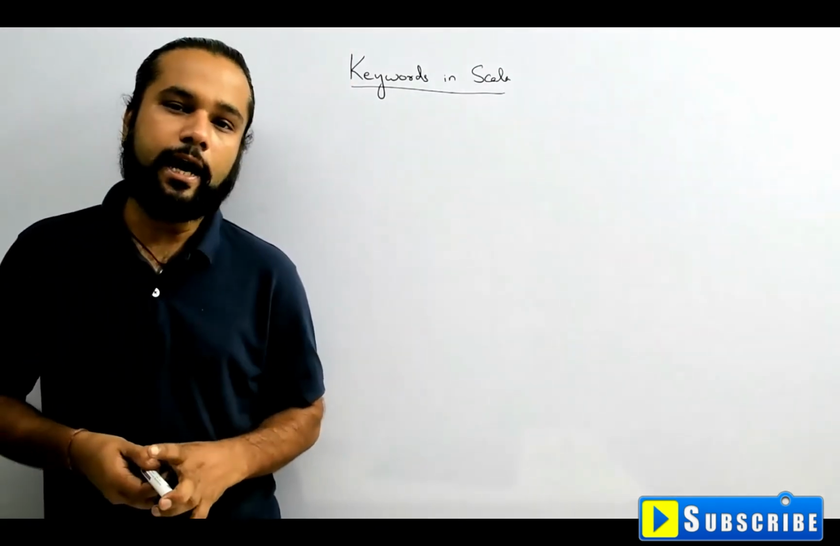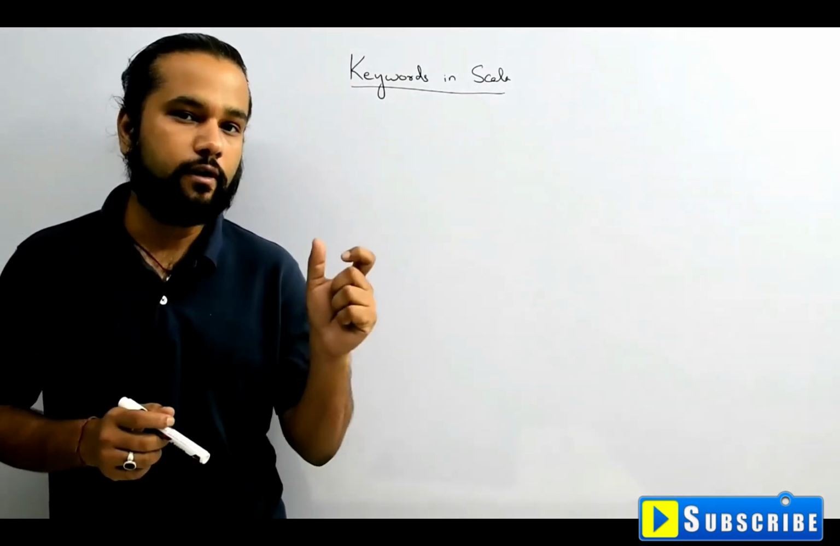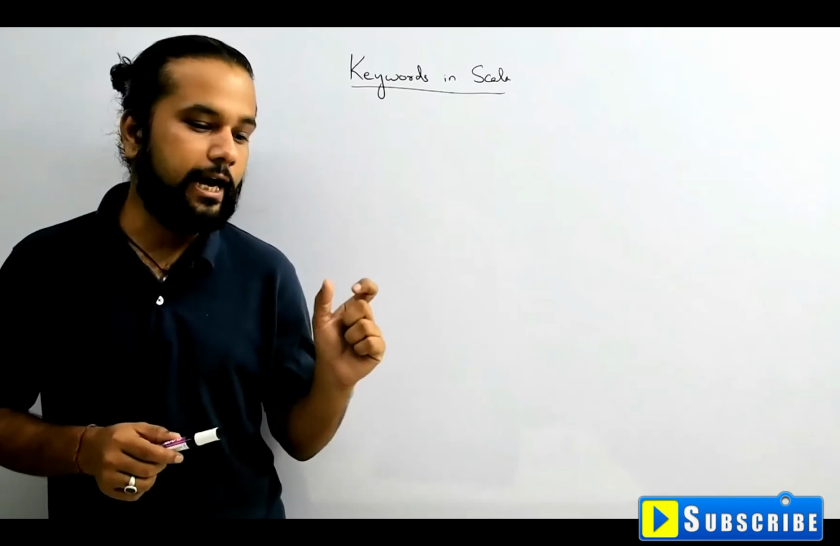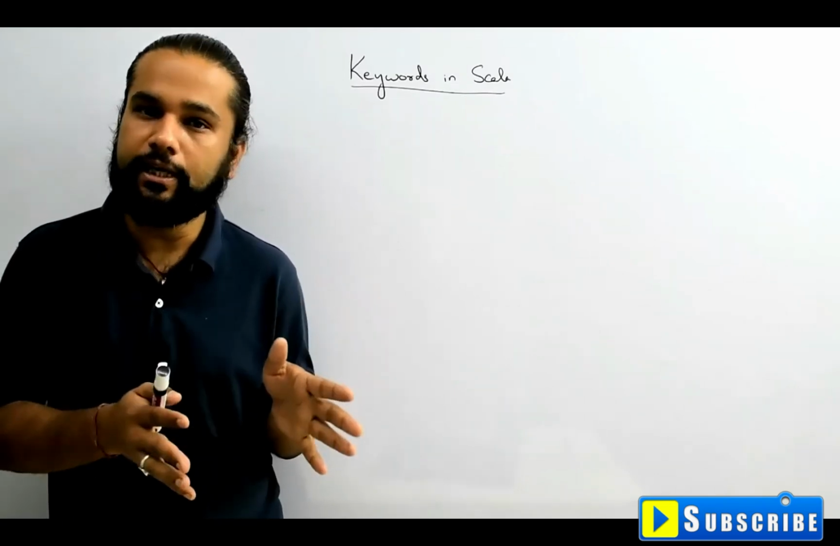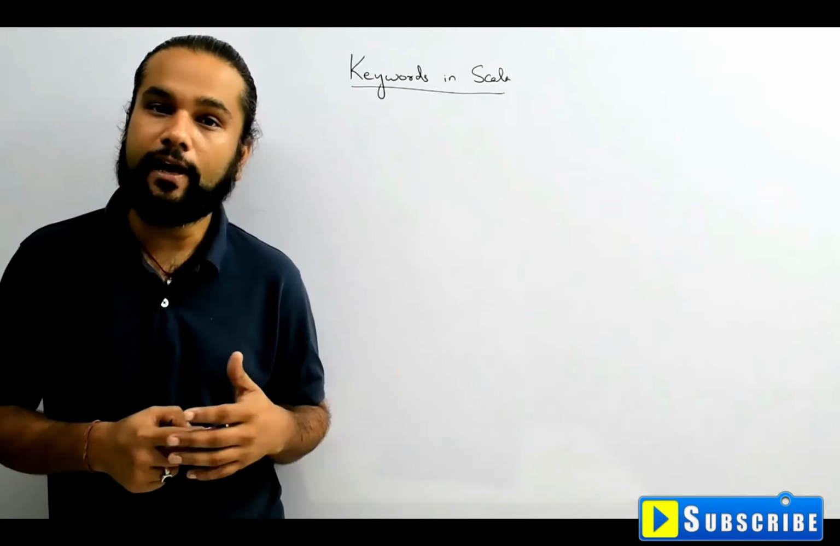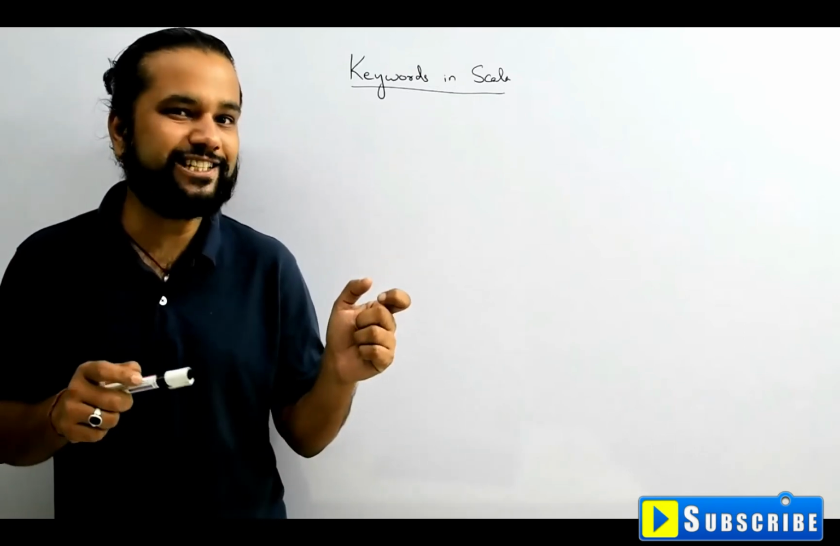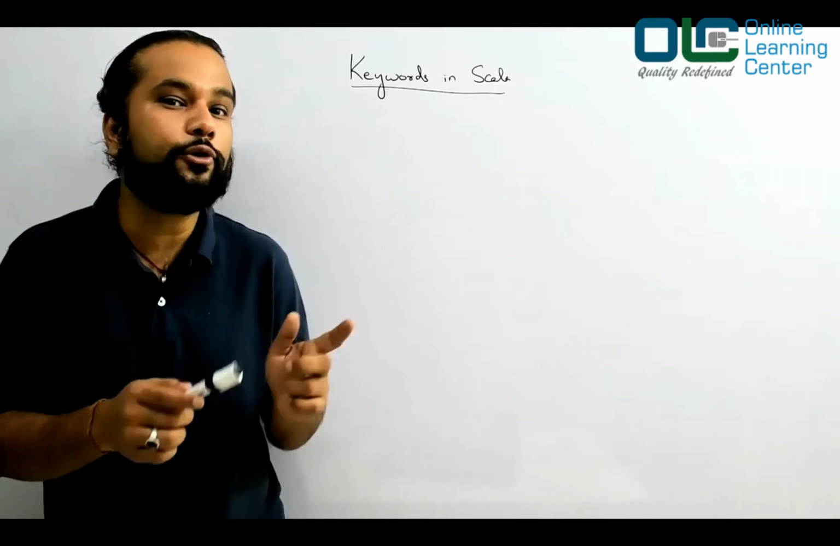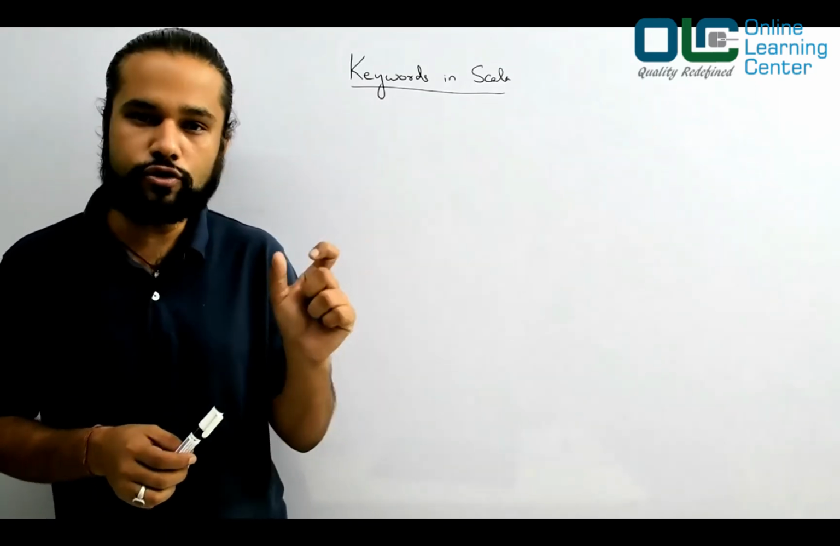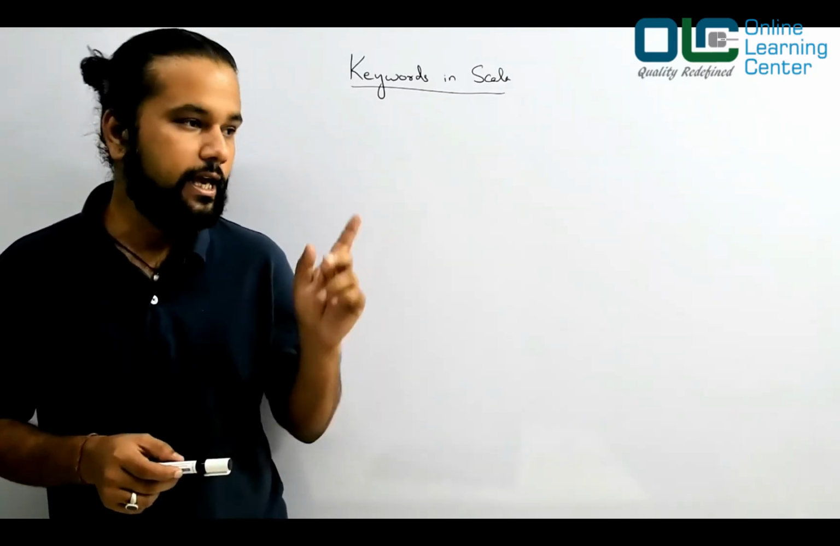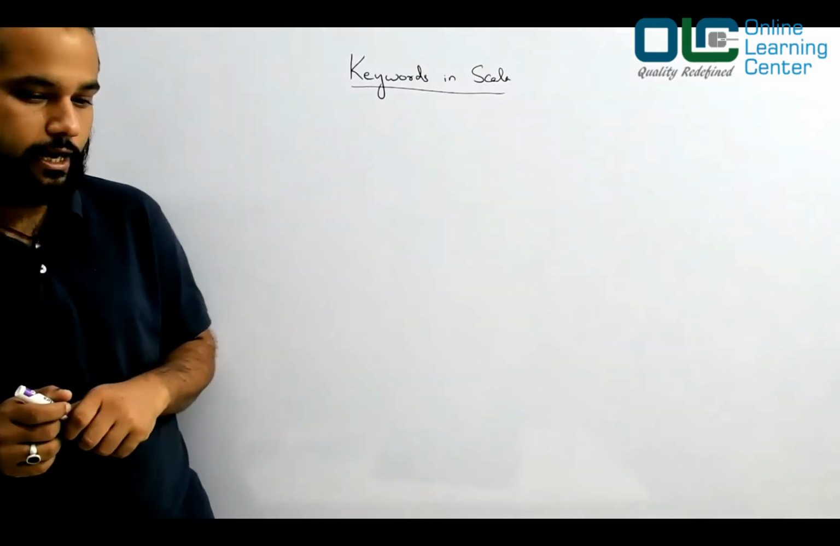Every programming language has reserved words, and each word has a particular meaning. For example, we use val or var to define a variable. That means when somebody says val, it is understood that you are going to define a variable. Those words are called reserved words, and they are called keywords in Scala.